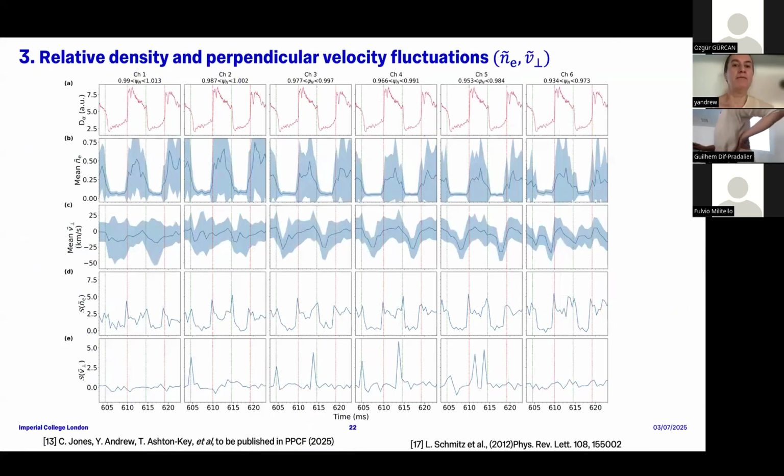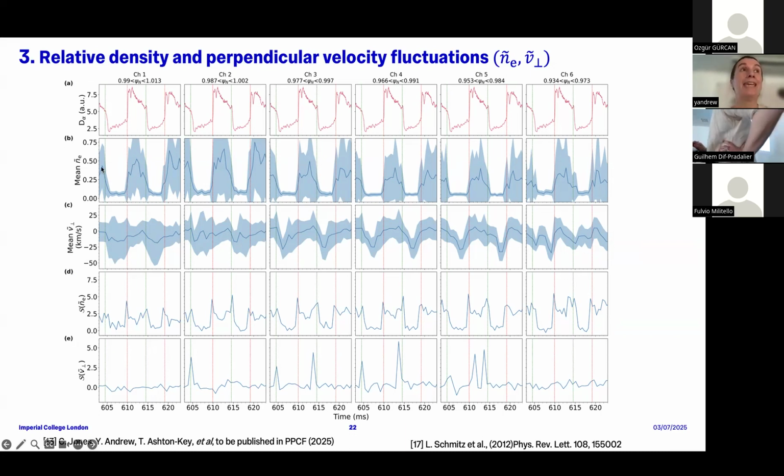So we plotted these. Here we have the D alpha signal again, and channels 1 through 6. We have the mean relative density fluctuation, so this actually gives you the turbulence level. And then the standard deviation of the PDFs is given by this shaded region, not a true error. So you can see the width of the PDFs in the L mode-like phase, and then this narrowing of the PDFs in the H mode-like phase, and this is consistent across.